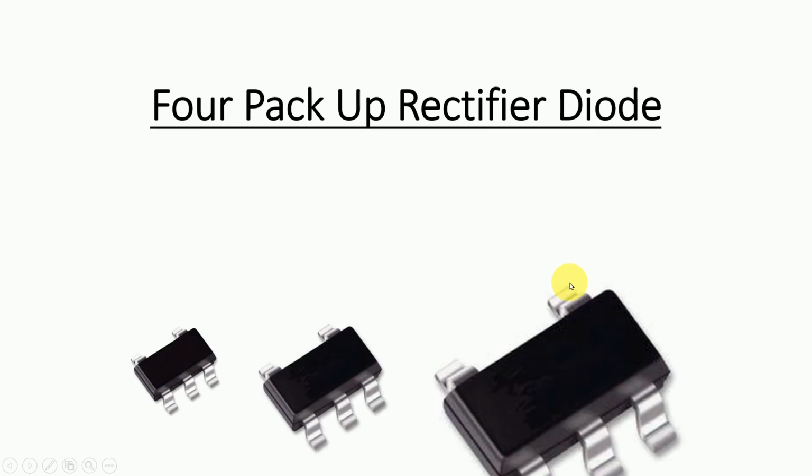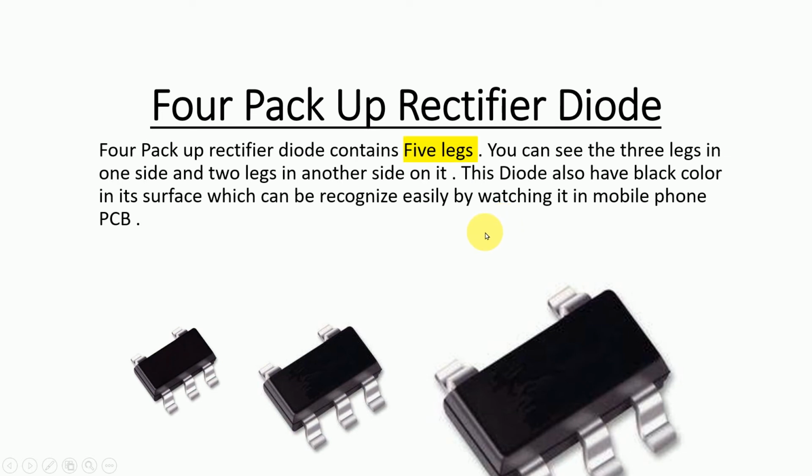Okay guys, so now we are discussing the four pack of rectifier diode. Now you can see in the image there is a four pack of rectifier diode. So on one side there are three legs, and on another side there are two legs, right? So each four pack of rectifier diode contains five legs or five pins. Okay, the four pack of rectifier diode contains five legs. You can see three legs on one side and two legs on the other side.